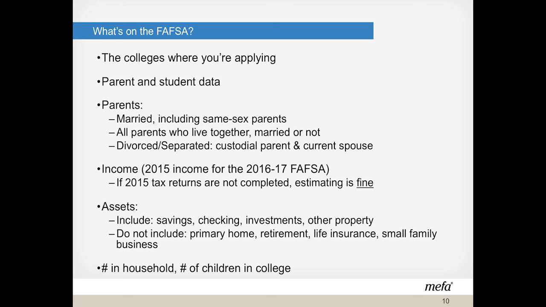So looking through the FAFSA, what actually is on it? First, you'll sign in, you'll get your FSA ID, the student will fill in name, birth date, social security number, address, and then the student will be asked to list the colleges where the student is applying. So you can search for the different colleges and then put those on the FAFSA. If you only know some of the colleges where the student is applying, that's okay. You can list those on the FAFSA, submit the FAFSA, and then later on go in and add more colleges.